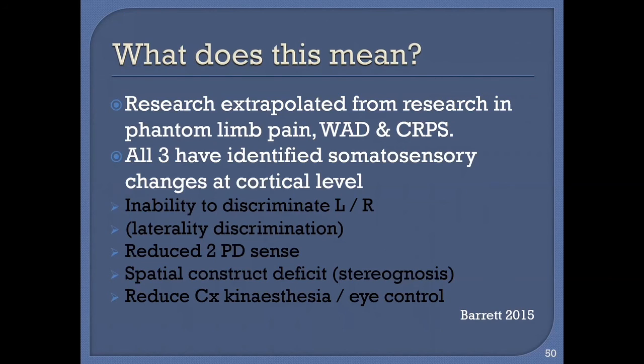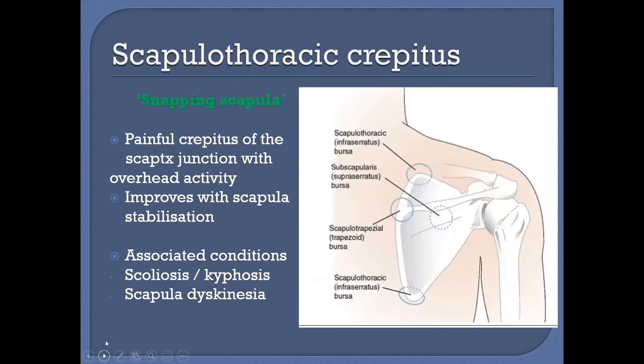Stereognosis is the other one that's quite a good one to do. So I get a tray and put objects on it, or I get the patient to do it at home, and see whether they can recognise the objects. If they can't, again, you're thinking more of a central processing issue. And then it can also be an issue with the cervical spine and eye control as well. So it's really just to get you thinking.